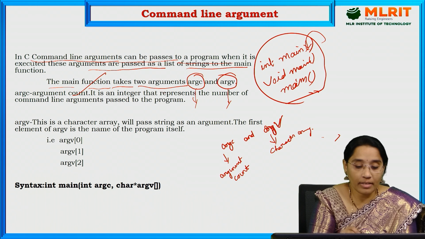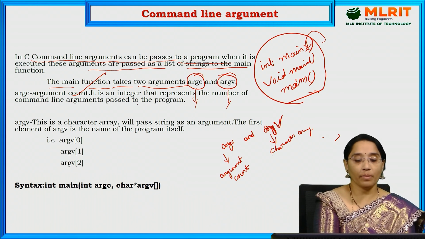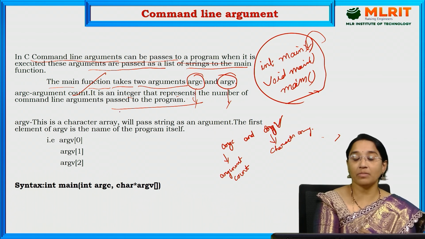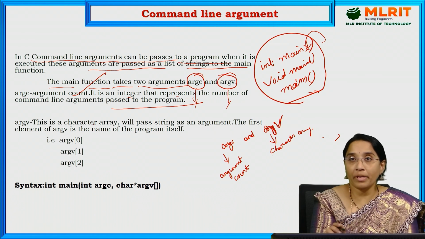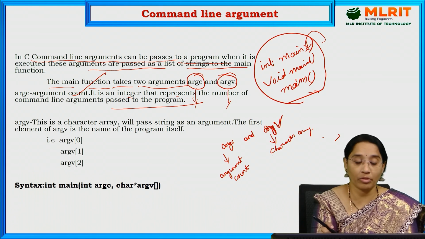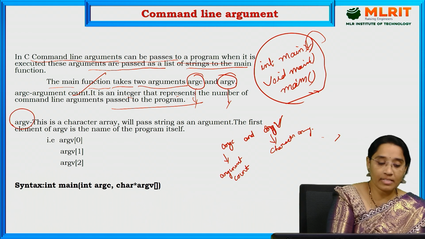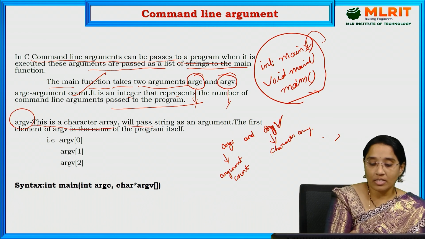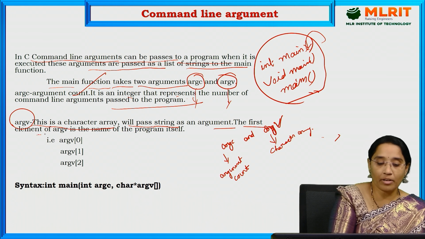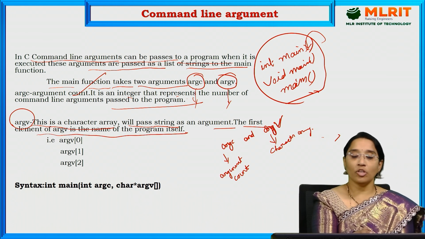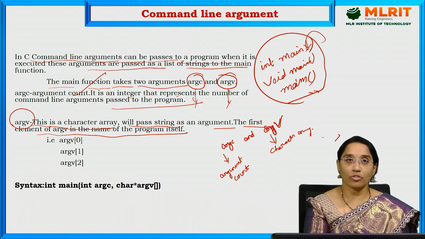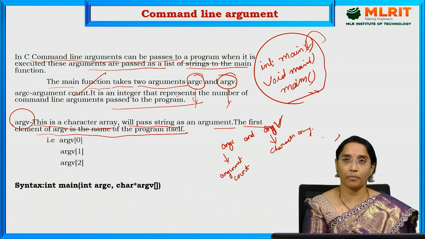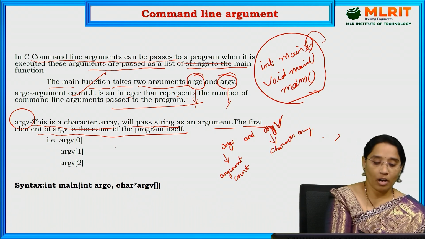argc is an integer that represents the number of command line arguments passed to the program. However many arguments you pass to the program, that count will be maintained in argc. Next, what is argv? This is a character array that will pass strings as arguments. The first element of argv is the name of the program itself, the file name also, you can say.